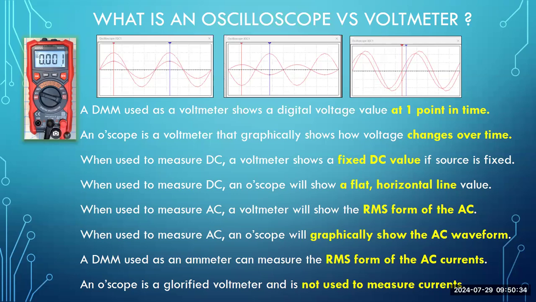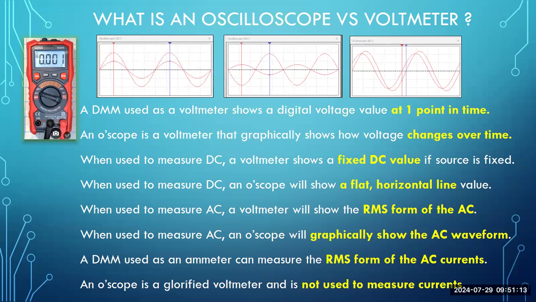When used to measure AC, the voltmeter will show you the RMS form of the AC quantity, RMS, root mean square. I discussed this in our AC topic number 1 YouTube video that precedes this, what RMS is and how to calculate it. So when you measure AC, your digital multimeter used as a voltmeter will measure AC as a digital value, and it will measure it in a format known as RMS. So the RMS form of the AC is what the digital voltmeter will display.